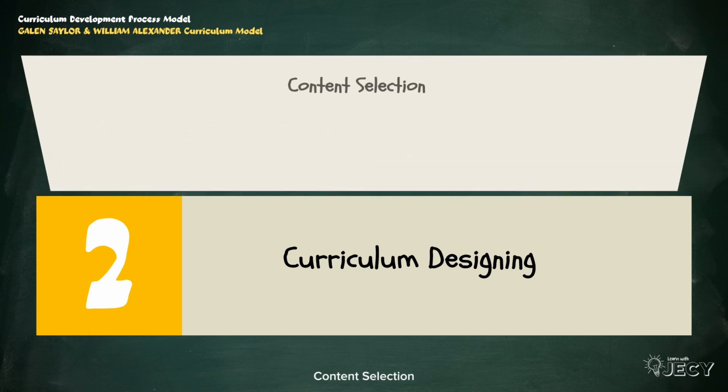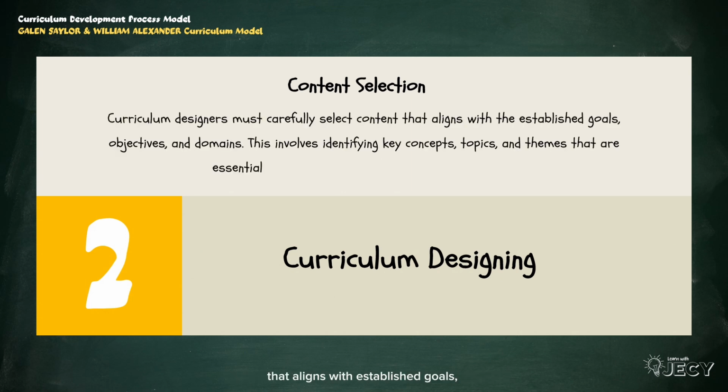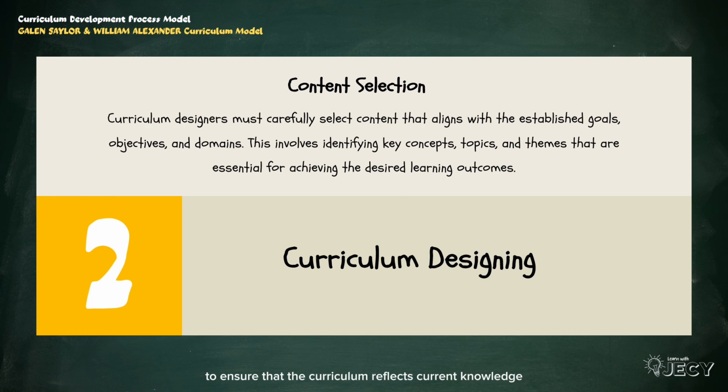Content selection. Curriculum designers must carefully select content that aligns with established goals, objectives, and domains. This involves identifying key concepts, topics, and themes that are essential for achieving the desired learning outcomes. Content selection may involve reviewing existing resources, textbooks, academic standards, and curriculum frameworks to ensure that the curriculum reflects current knowledge and best practices in the field.